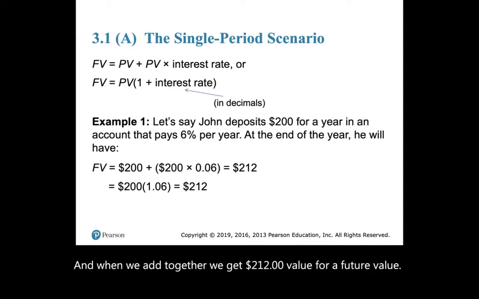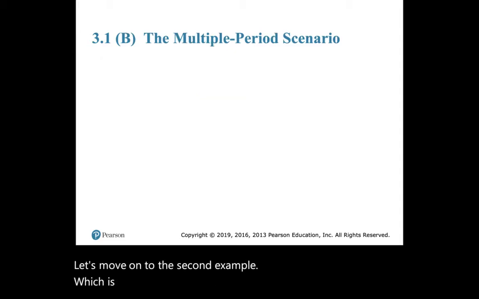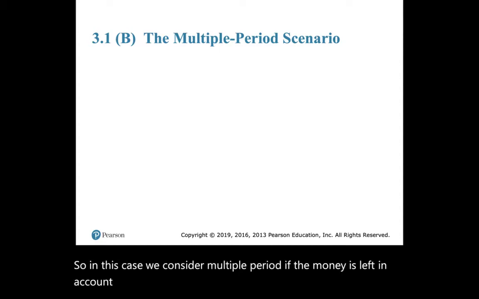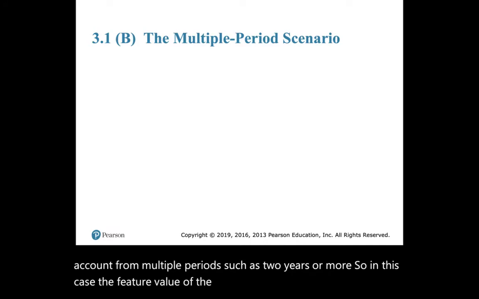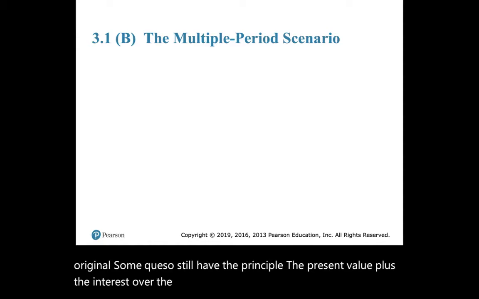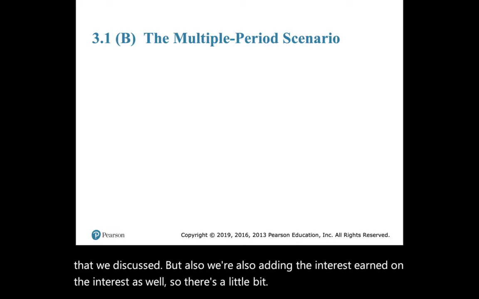Let's move on to the second example, which is the multiple period scenario. In this case, we consider a multiple period if the money is left in an account for multiple periods, such as 2 years or more. So the future value of the sum of money will be equal to the original sum, so still the principal, the present value, plus the interest over the multiple periods involved. That's the interest that we discussed, but we're also adding the interest earned on the interest as well. So there's a little bit more to consider.